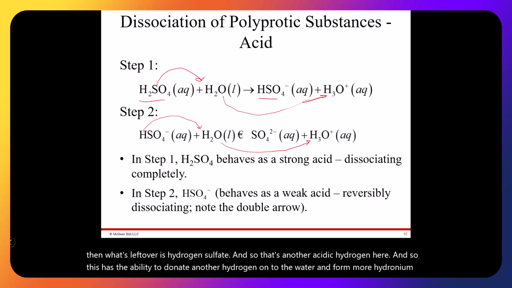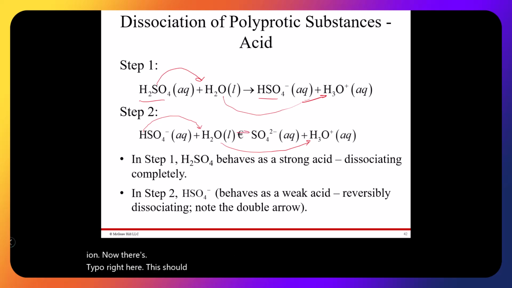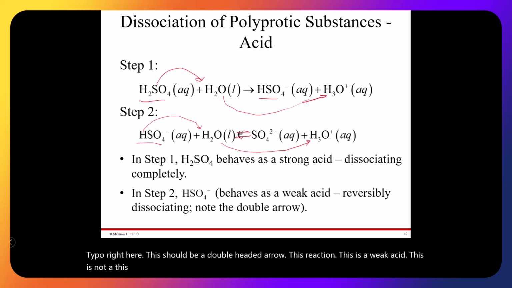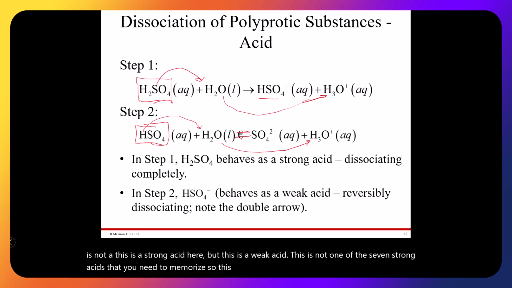Now there's a typo right here. This should be a double-headed arrow. This reaction, this is a weak acid. This is a strong acid here, but this is a weak acid. This is not one of the 7 strong acids that you need to memorize. So this reaction does not go 100% to completion. It may only go about 20% to completion.